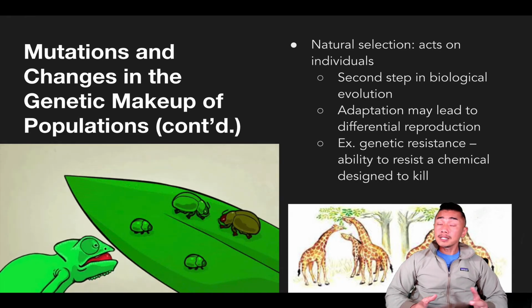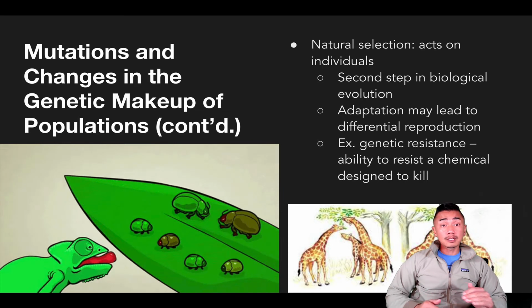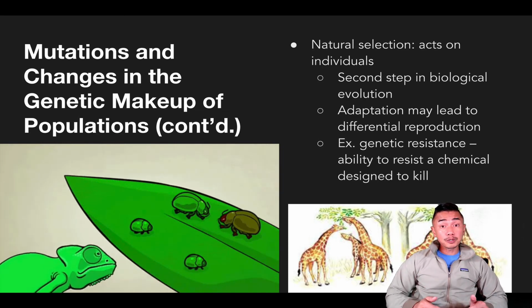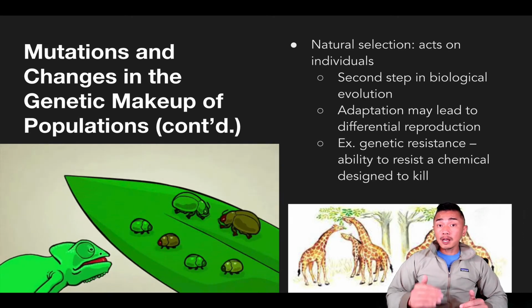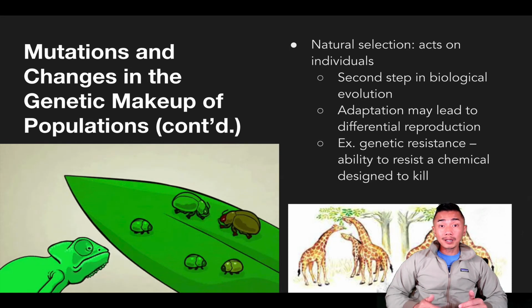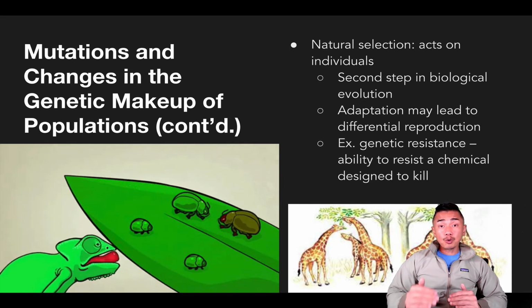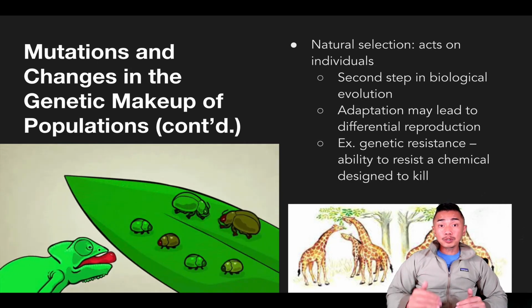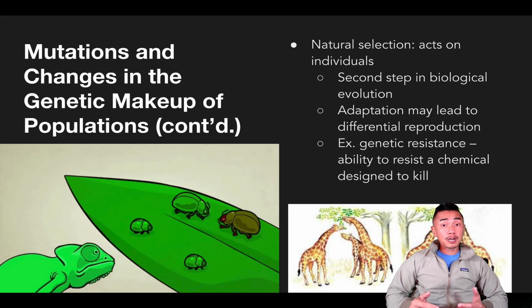Natural selection is the second step of evolution, in which nature selects the individuals that are the most fit to survive and reproduce. We call individuals with characteristics that help them live in their environment well adapted. Well adapted individuals produce more offspring. Individuals that are not well adapted produce fewer offspring. This is called differential reproduction.